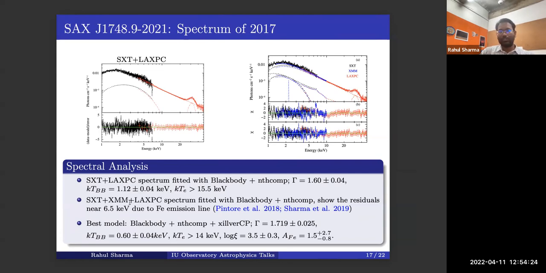So if we include the XMM spectrum, the SXT and LAXPC, the same model can be well fitted with a blackbody and nthcomp. Nthcomp is a thermal Comptonization model. And the residual also shows a 6.5 keV iron emission. This feature has also been observed in previous outbursts, like the 2015 outburst, and during the same outburst, it was detected with NuSTAR and XMM also.